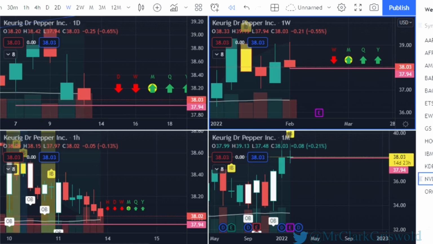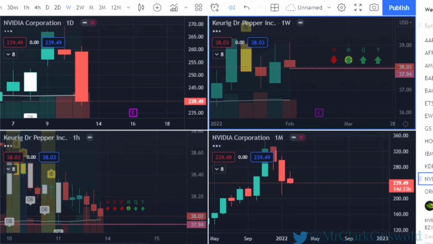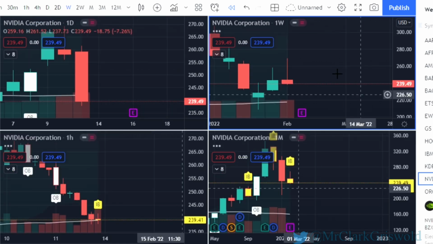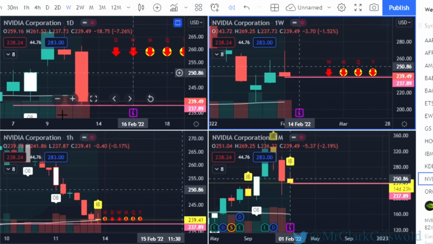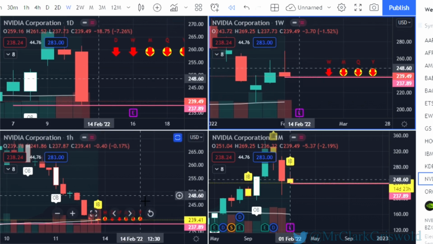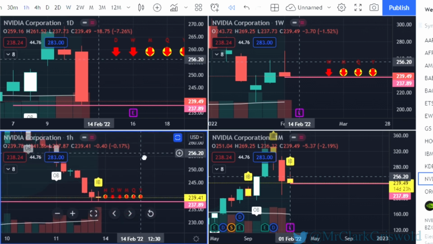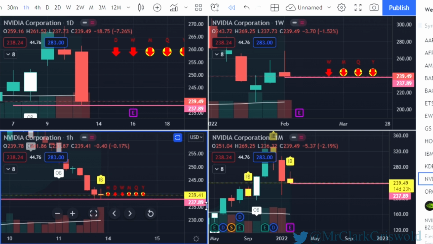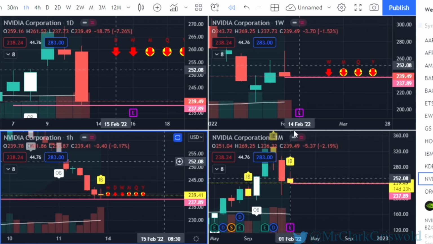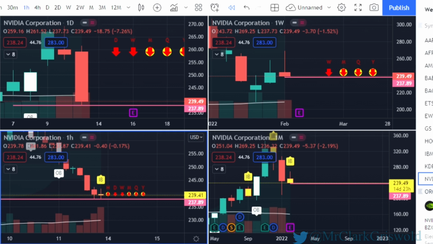NVIDIA, NVDA, reversal again, 2 up, finish red. We got a shooter, full time frame to the downside as of last week. Okay, and then the other thing we've got here is an inside bar on the hourly. So that hourly is sitting right on our trigger line for the weekly reversal. So look for NVIDIA to make a move next week.